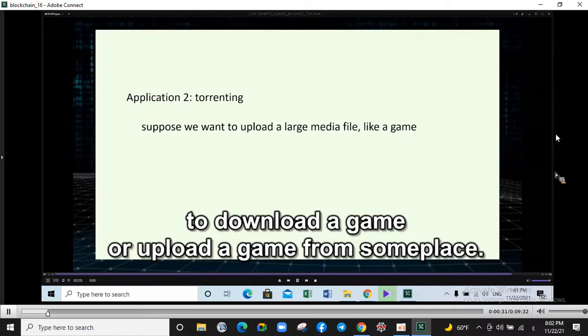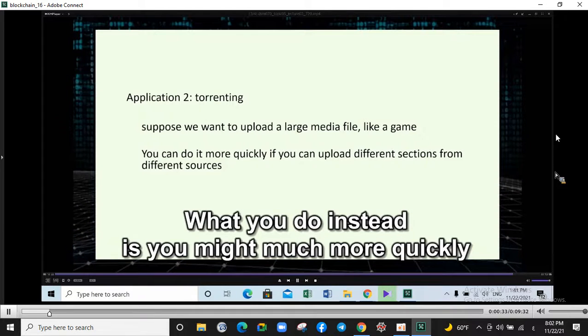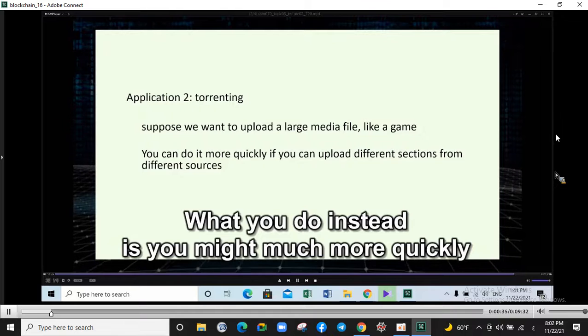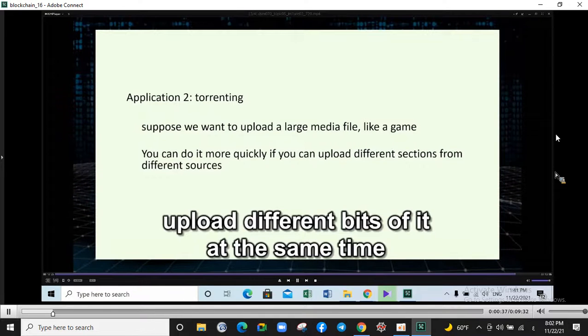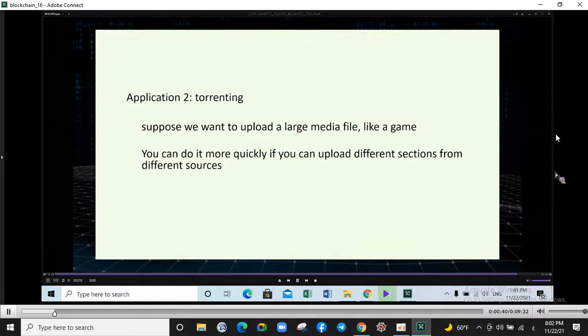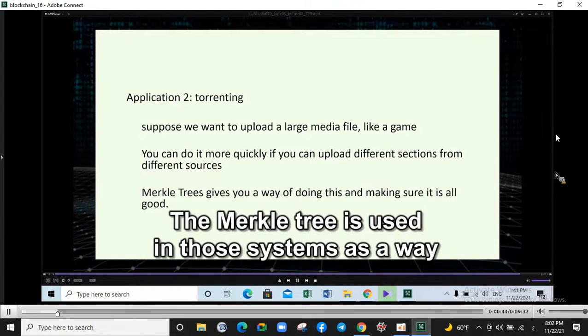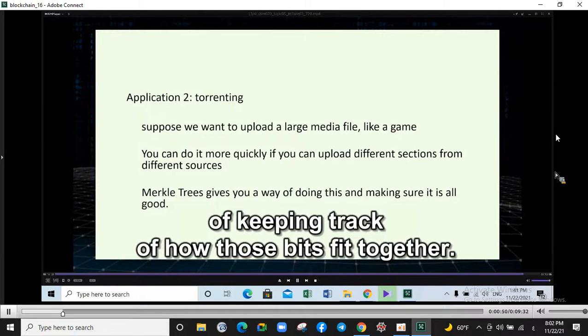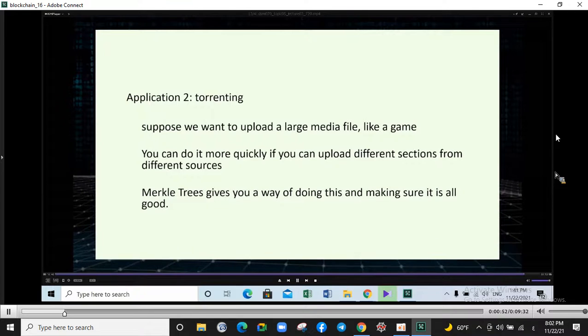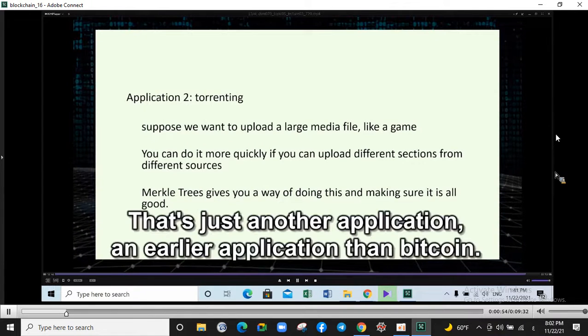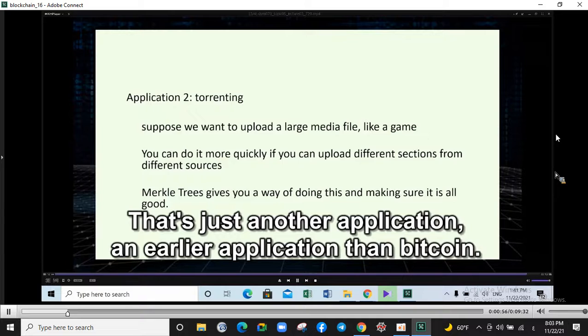So what you do instead is you might much more quickly upload different bits of it at the same time from different sources. And that's how things like BitTorrent work. And the Merkle tree is used in those systems as a way of keeping track of how those bits fit together. Okay? So that's just another application, an earlier application than Bitcoin.